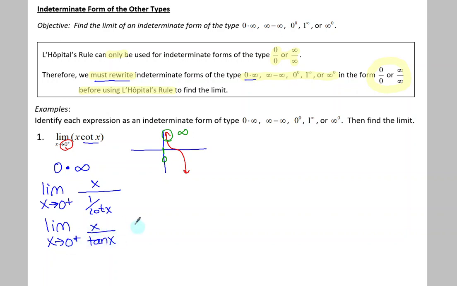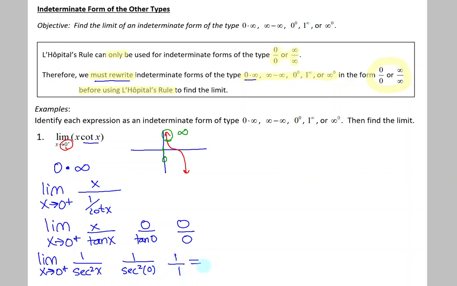Now when I plug in 0, I have 0 in the numerator, tangent 0 in the denominator, so again 0 over 0. Now it's an indeterminate form where I can use L'Hopital's rule. So let's apply that. The limit as x approaches 0 from the right, derivative of the numerator is 1. The derivative of the denominator, tangent x, is secant squared x. Using my direct substitution, I have 1 over secant squared 0, which makes 1 over 1, which is 1. That is a valid limit. I have my answer.